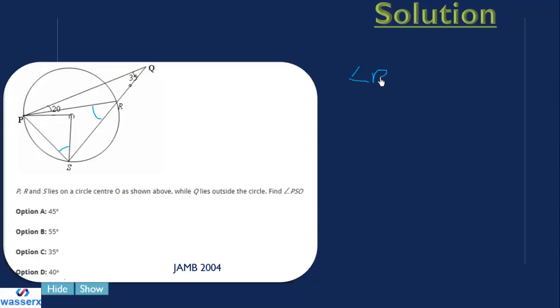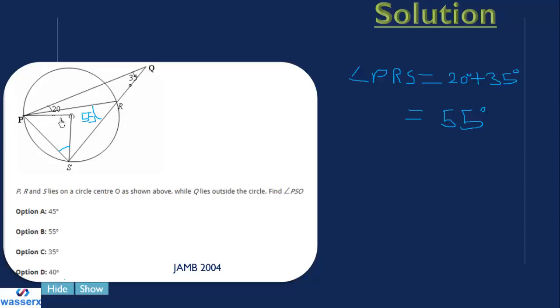So angle BRS is equal to 20 plus 35, and that is going to give us 55 degrees. So this angle over here is 55 degrees.